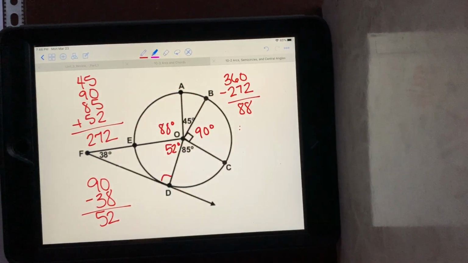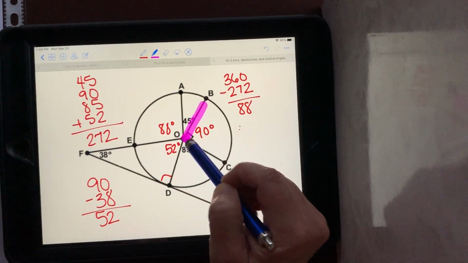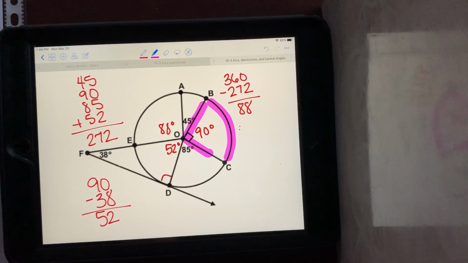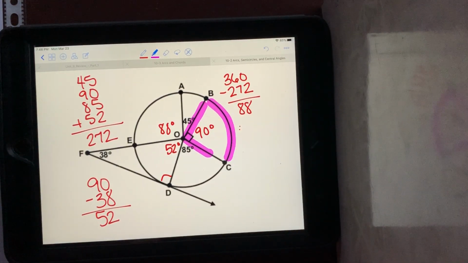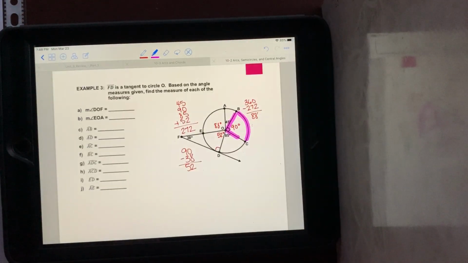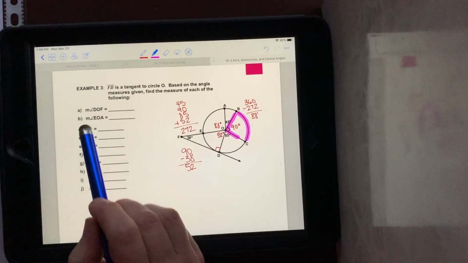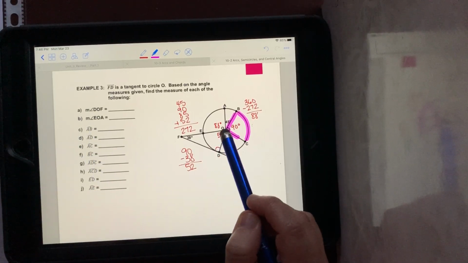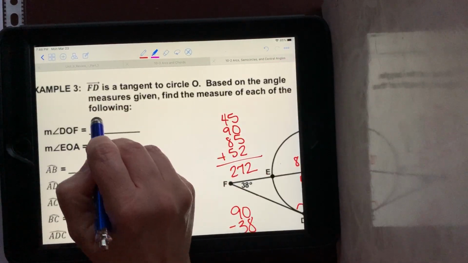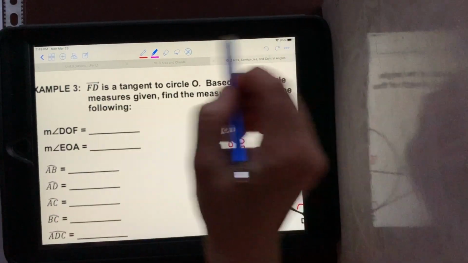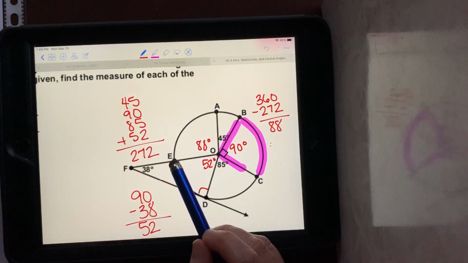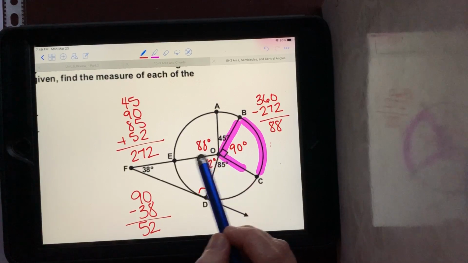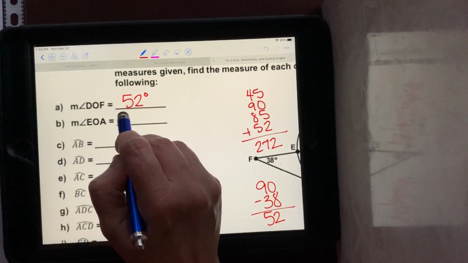Remember, we just talked about on the previous slide that the measure of the angle is the same as the degree of the arc. So if this angle is 90 degrees, BC is 90 degrees also. They will always match up if your angle is in the center of the circle. All right, let's answer these questions. DOF, we found that to be 52. Okay, EOA, we found that to be 88.